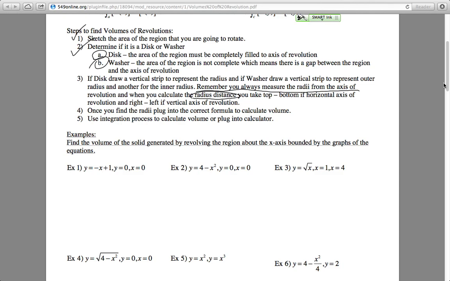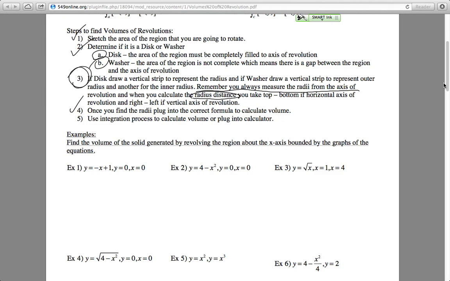That's key. If you can do this, step 3 is probably the hardest part. If you get step 3, I'm confident you're going to get this. If you can't get step 3, you're going to have a hard time with it. Step 4, once you find the radii, I think it's simple then. Just plug it in the formula. Plug it in either the disk formula or the washer formula. And then step 5, use the integration process to calculate the volume or plug into the calculator.